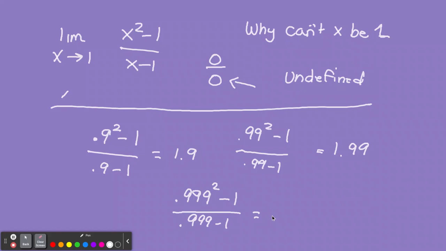What'd you get? Plug it in the calculator. 1.999. So what do you think it's getting? As we get closer to 1, as the limit gets closer to 1, seems like the answer is 2. We're getting closer to 2. So that's the answer for that. Let's look at a graph of that.